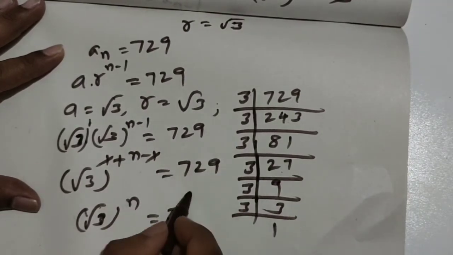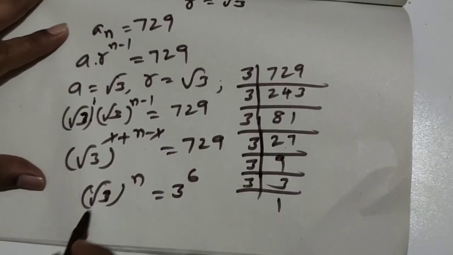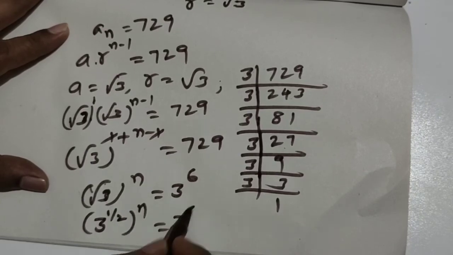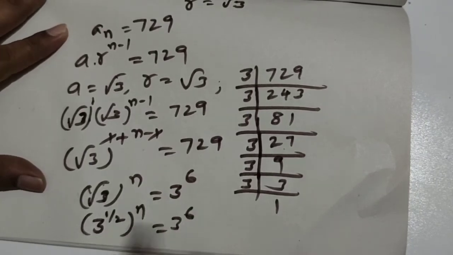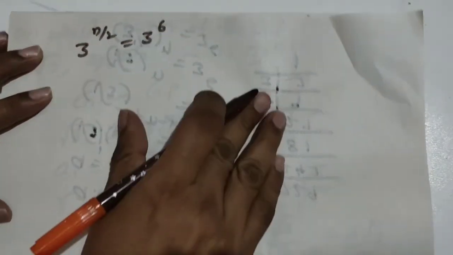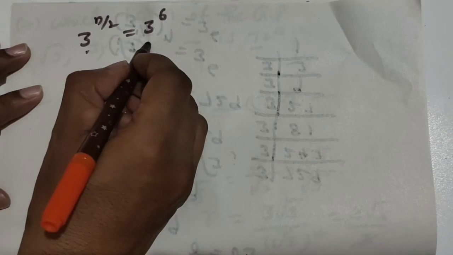So we get simply 3 power 6. Now root 3 is nothing but 3 power 1 by 2, whole to the power of n, is equal to 3 power 6. Now the next rule: a power m whole power n is nothing but a power m into n. So by that we can write it as 3 power n by 2 is equal to simply 3 power 6. Here on both sides we have the same bases.